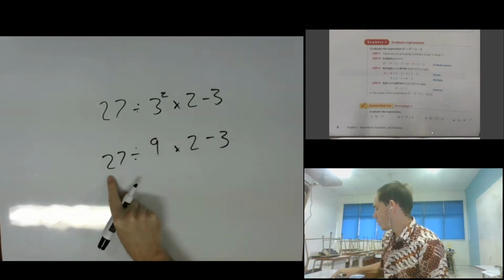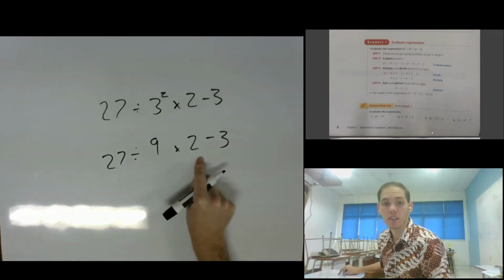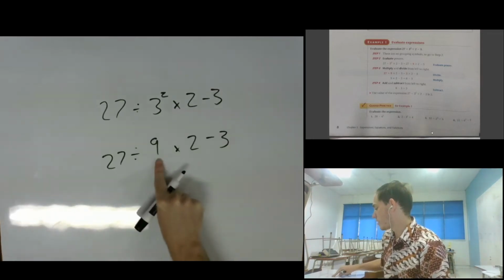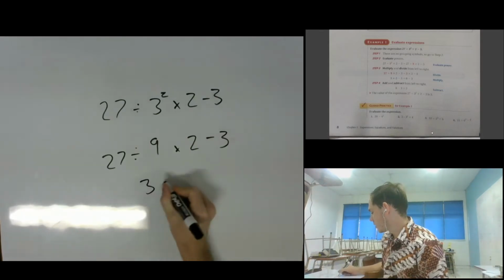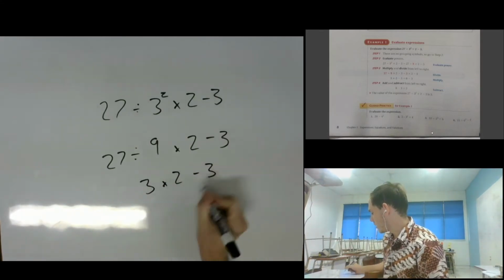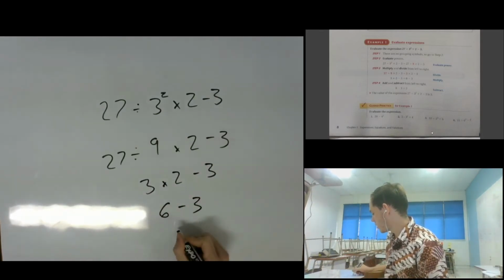Now we have a divide here and then a multiply. We must go left to right. So 27 divided by 9 is 3. 3 times 2 is 6. 6 minus 3 is 3.